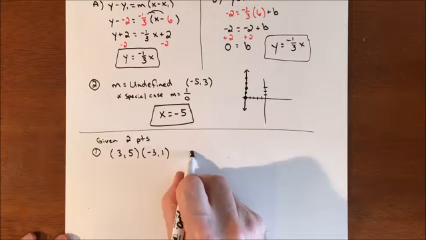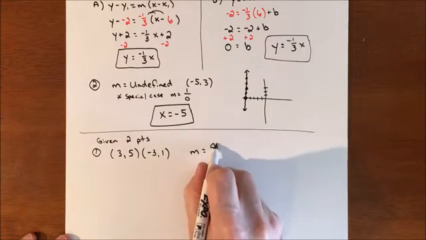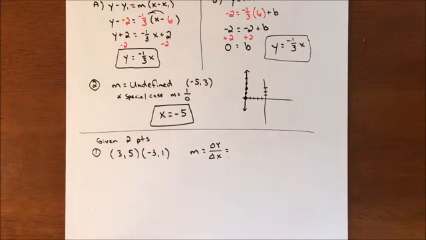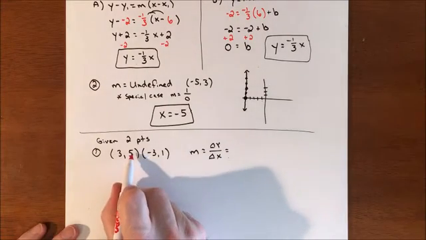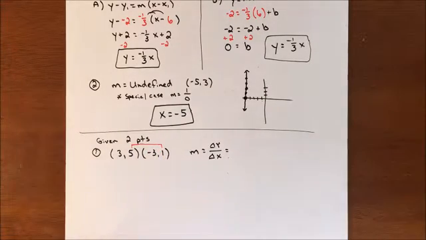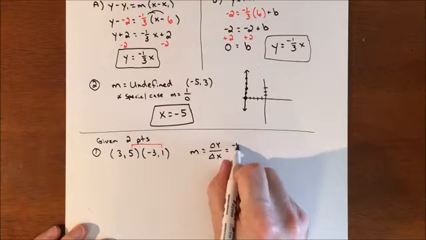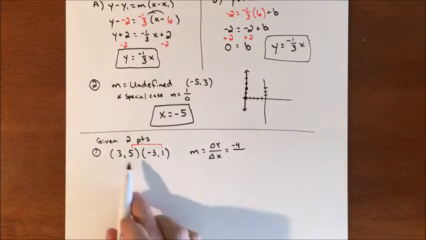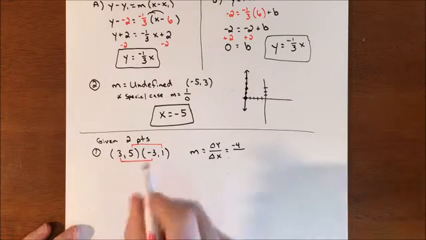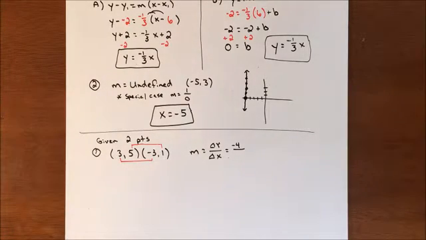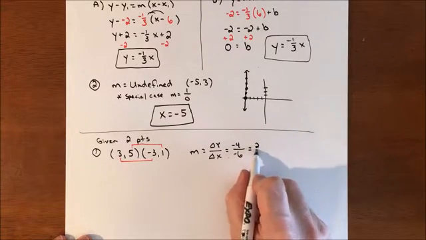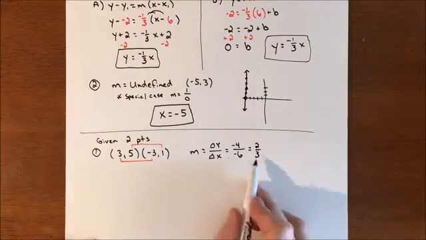So on this one, my slope is going to be my change in my y's compared to my change in my x's. And I can pull that information right from the coordinates. So change in my y's are going to go from a 5 to a 1. So we're going to be going down 4. And then our x's are changing from a 3 to a negative 3. So then that's going to be a down 6. And that simplifies to 2/3. Okay, so we have our slope.